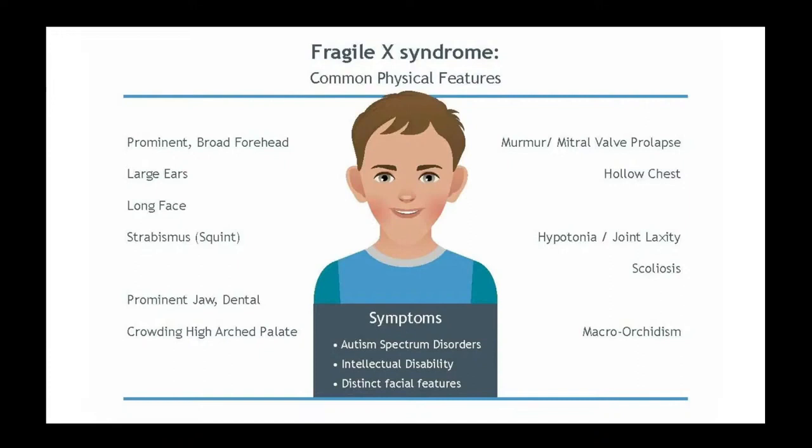The common physical features of this syndrome are prominent broad forehead, large ears, long face, mental retardation, mitral valve prolapse, hollow chest, hypotonia, scoliosis, and in males macroorchidism. Plus mental retardation, which can include autism spectrum disorders, intellectual disability, distinct facial features.